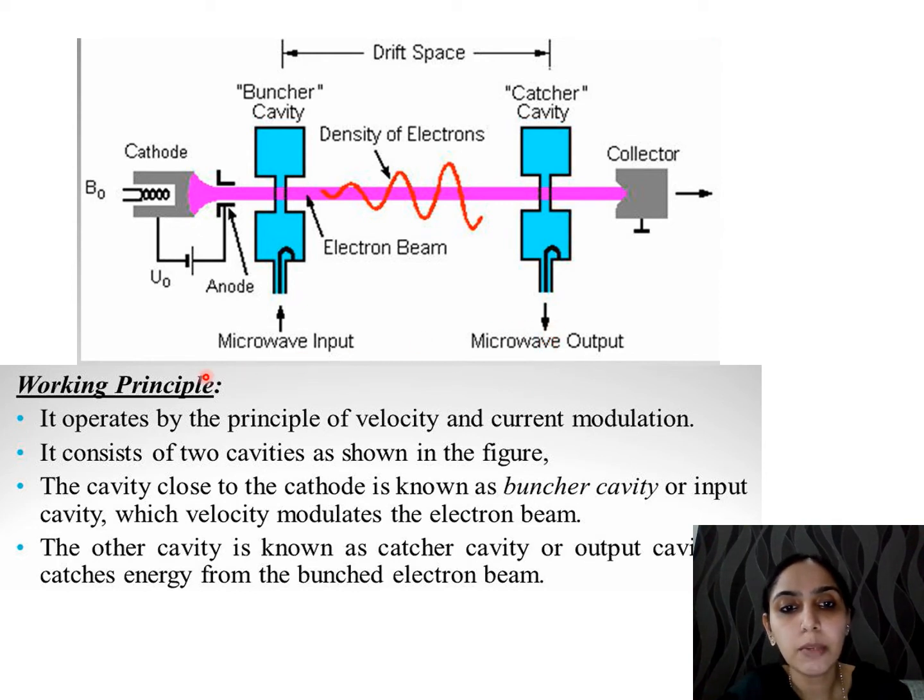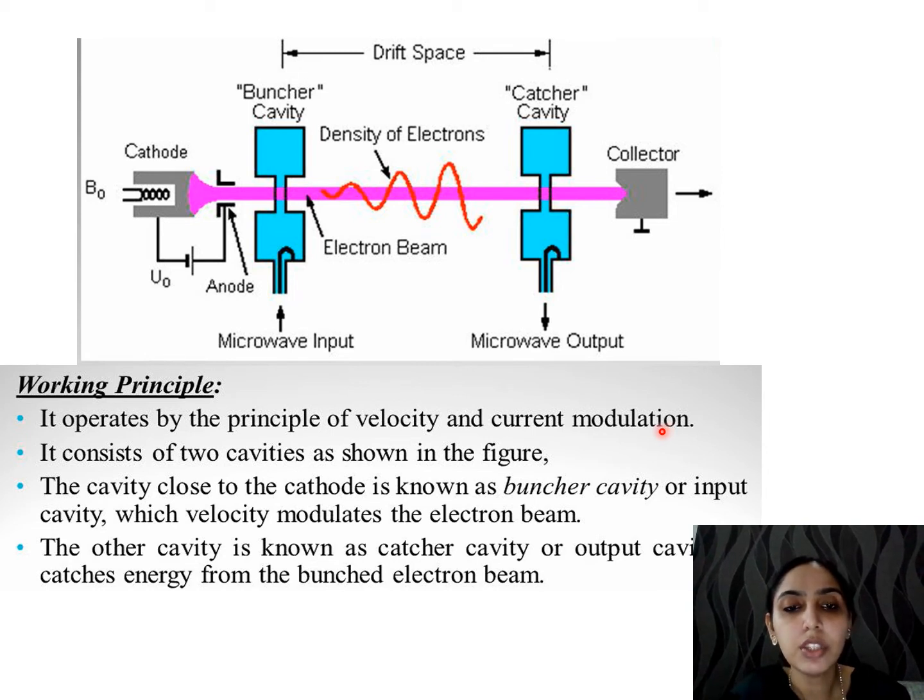So the microwave input we are supplying here, we will get an amplified version of it as the output from the catcher cavity. The space between the buncher cavity and the catcher cavity where the electrons are going to drift is called the drift space. The basic working principle: it operates by the principle of velocity modulation and current modulation.